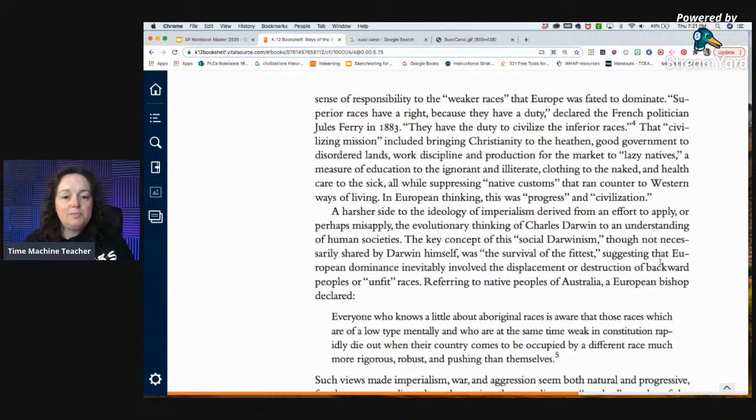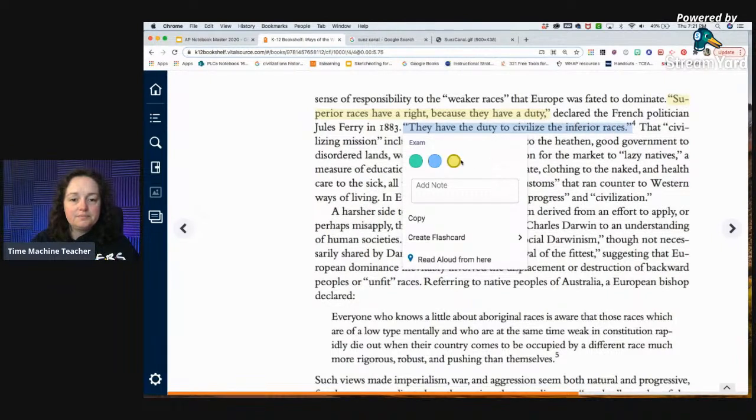It's the white man's burden. They have to help the weaker races. They have a duty. Right here it says, superior races have a right because they have a duty. So another way of justifying it, right? They have a duty to civilize inferior races.